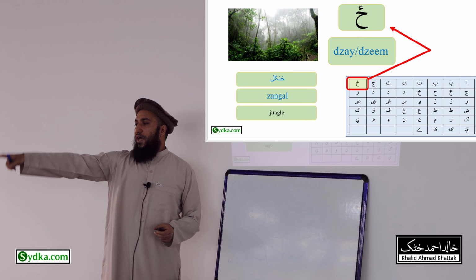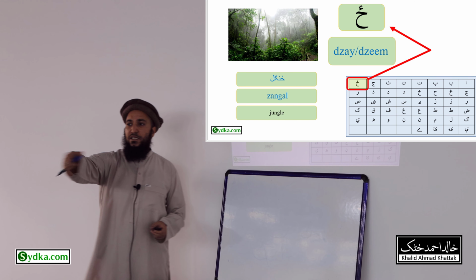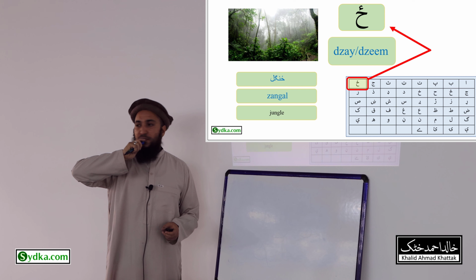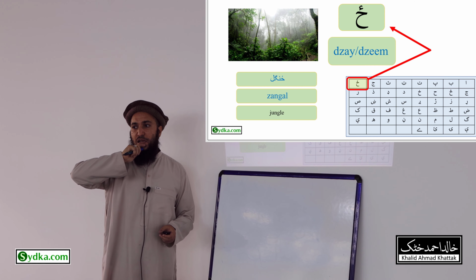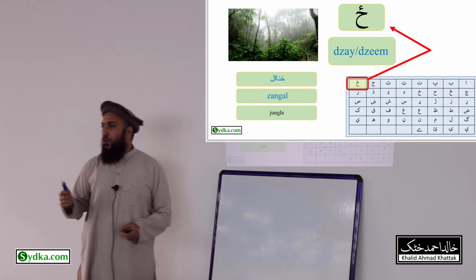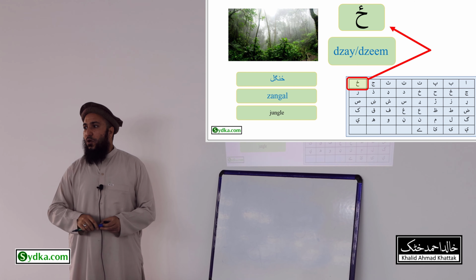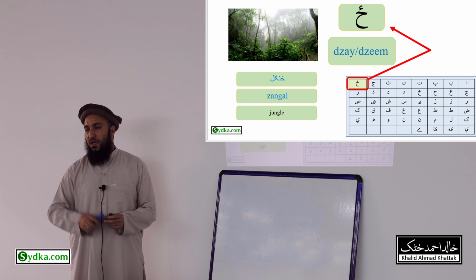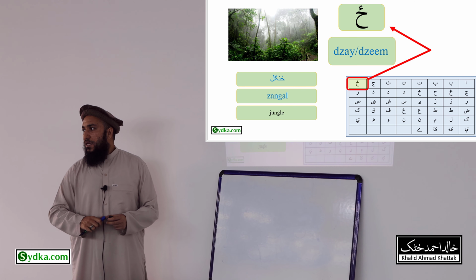Next one. Zangal. That is it standard or local dialect? Local dialect. What's the standard? Zangal is quite similar. Yeah, in Pashto, in local dialect, we say Zangal. There's like extra prolongation with Zangal, Gal. And in the standard Pashto, we say Zangal.